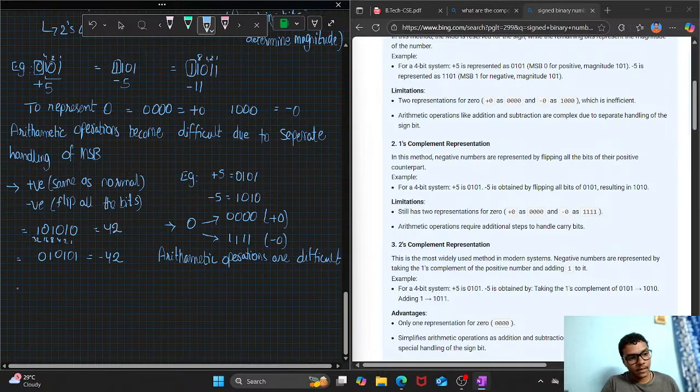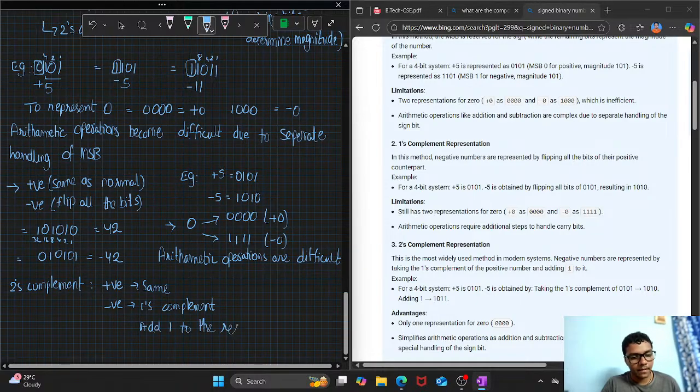And this as well. And so now let's look at 2's complement form. This is the most widely used one. Positive numbers stay the same. For negative numbers, do the ones complement, that is, flip all the bits and then add 1 to the result. If you add 1, then there won't be two representations for 0. That is our main problem and that will be solved.